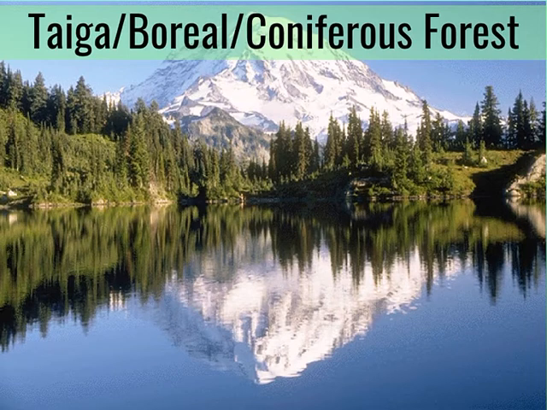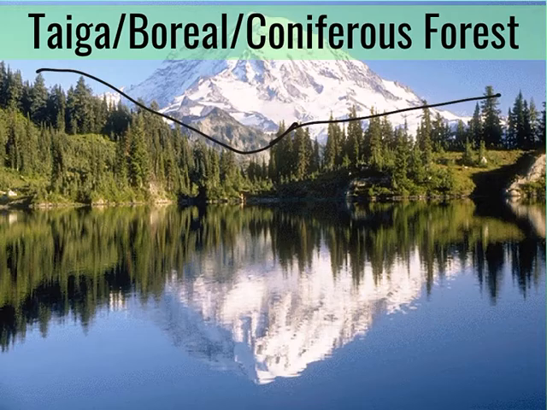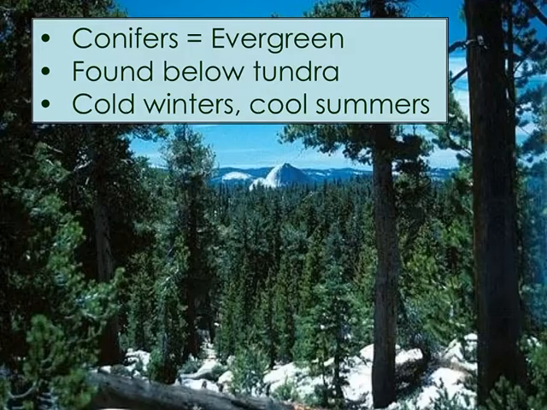The next biome is called the taiga, or the boreal or the coniferous forest biome. This occurs just below the tundra. So you can see that there's a tree line here. This is a new biome where we observe some different systems.